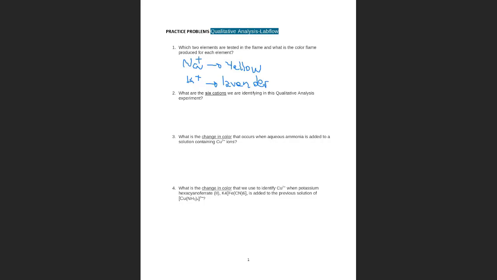How about the second question? What are the 6 cations we are identifying in this experiment? Sodium, potassium, ammonium, silver, copper, and bismuth. Very good. Exactly. And copper +2.